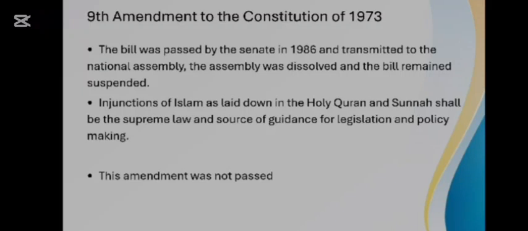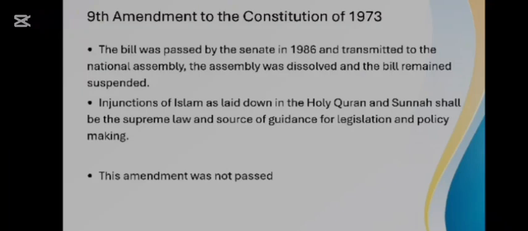Now we come to the Ninth Constitutional Amendment. It never became part of the Constitution, but since the number is allotted to a constitutional amendment, it is discussed as a bill of that constitutional amendment. And the next constitutional amendment gets the new number. So this was presented in the Senate and it was passed.